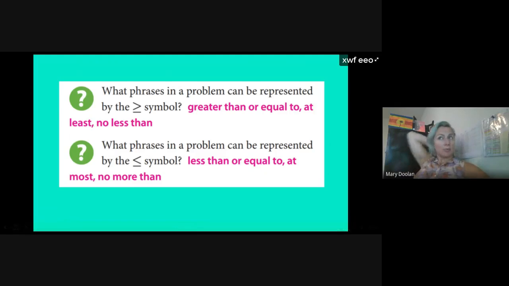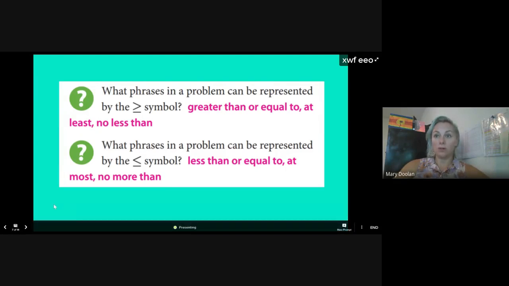What phrases in a problem can be represented by the greater than or equal to symbol? Well, if you actually see the words greater than or equal to, that would mean to use that symbol. Also, the words at least or no less than. And what phrases in a problem can be represented by the is less than or equal to symbol? Less than or equal to, okay? At most, or no more than. So those are some key terms that mean those symbols.